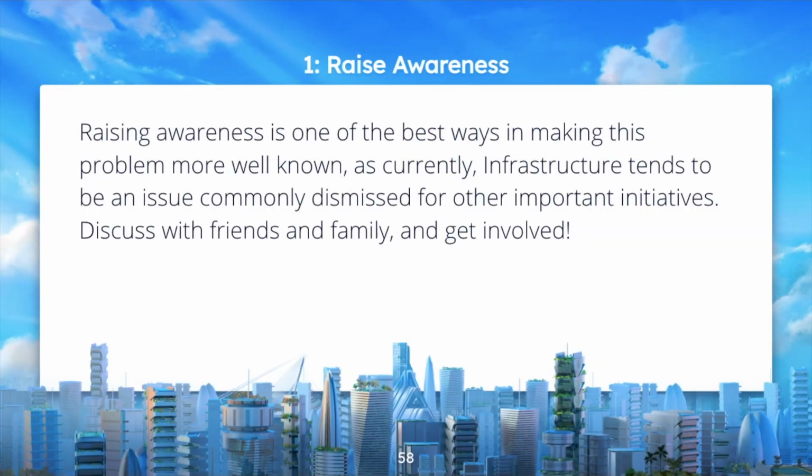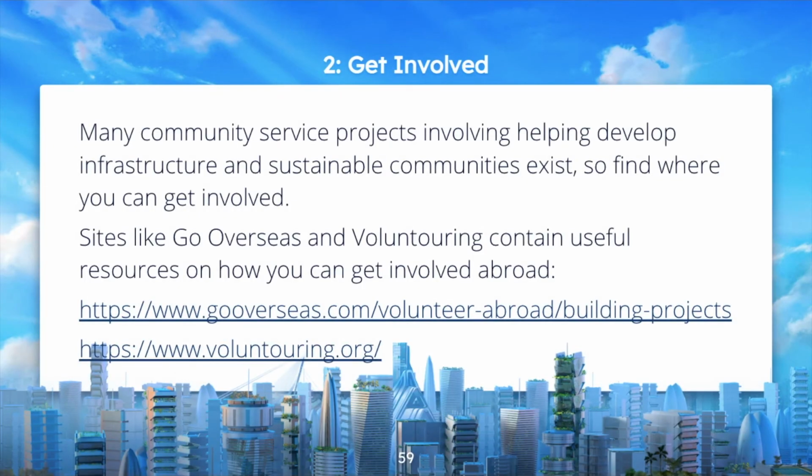So number one, raise awareness. Raising awareness is one of the best ways to make people know about the issue, so they're more likely to contribute and help. Two, get involved. There are a bunch of ways to get involved. However, some include going to an overseas community service program to help in developing countries to help build their communities and to help with infrastructure. So you can access sites like the following ones to help in finding community service trips.